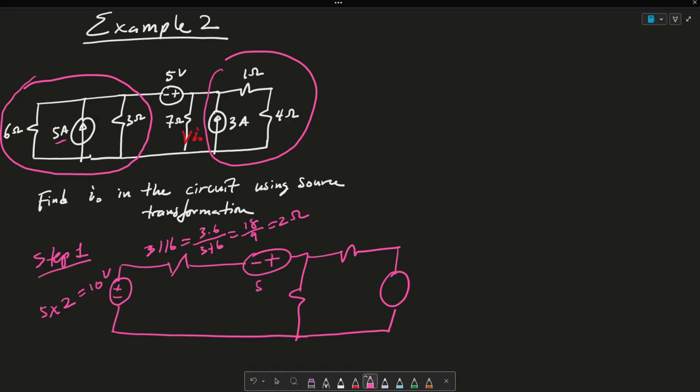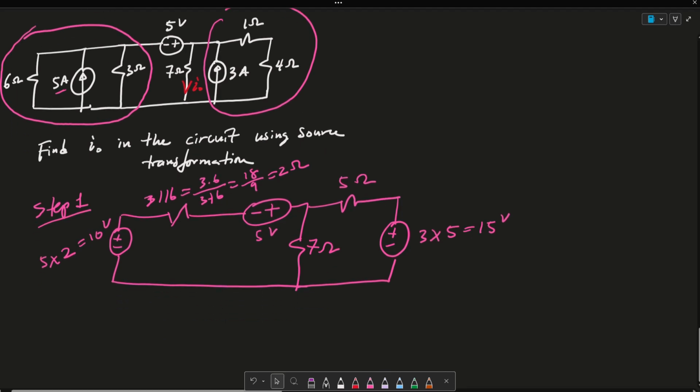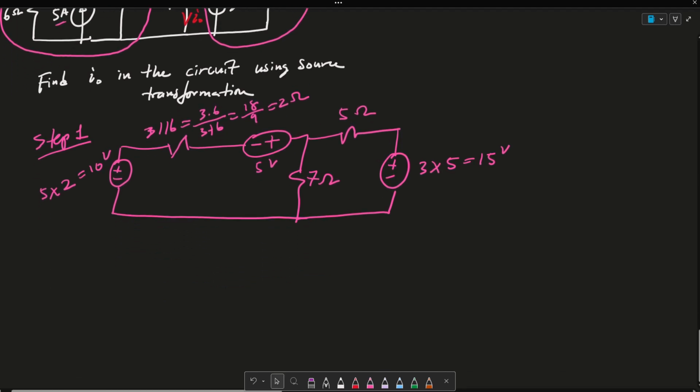This 5 volt source stays. This is 7 ohms. This current source is replaced by a voltage source. So 3 times 4 plus 1 is 5. So 3 times 5, which equals 15 volts. And again, this here is 5 ohms. All right. So let's go ahead and do step 2.